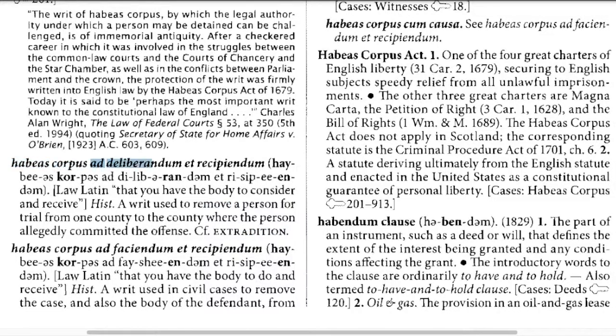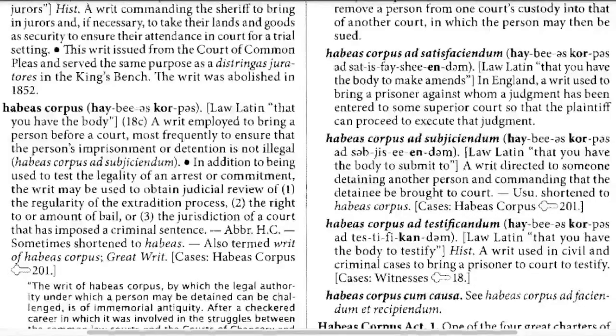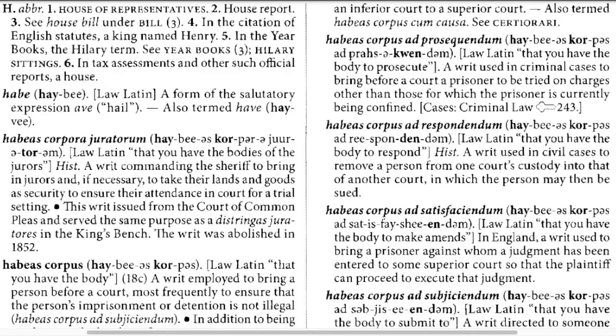So habeas corpus ad deliberandum et recipiendum, and then the habeas corpus ad faciendum et recipiendum. Wow, these are good. Yeah, all right, there it is. Habeas corpus ad faciendum et recipiendum. That's from Latin that you have the body to do and receive. In historic, it's a writ used in civil cases to remove the case and also the body of the defendant from an inferior court to a superior court, also termed habeas corpus cum causa. Okay, see certiorari. Then we have habeas corpus ad prosequendum.